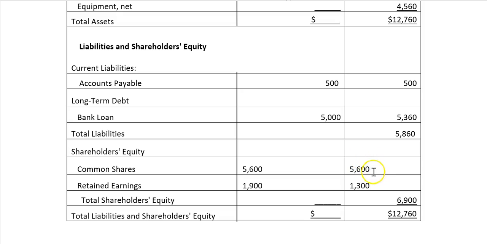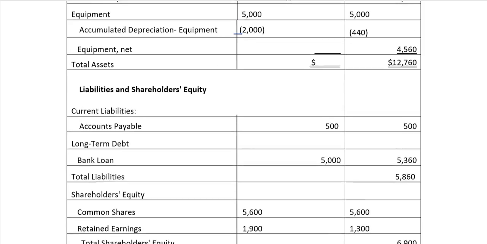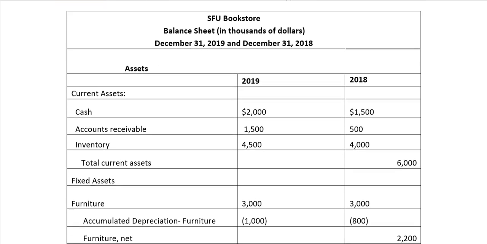And we have, in the equity section, some common shares, which is investment people have put into the company. And we have our 1,300 number here again, which is the total profit that we've earned over the years. We add those together, we get 6.9 million. And when we add liabilities and equity together, surprise, surprise, we get the same number as we had with total assets, which is 12.76 million. So that's how the balance sheet looked. Let's pause here so you can work on the 2019 year, and I'll see you in the next video.